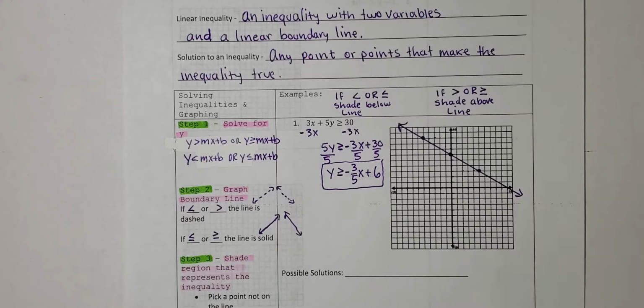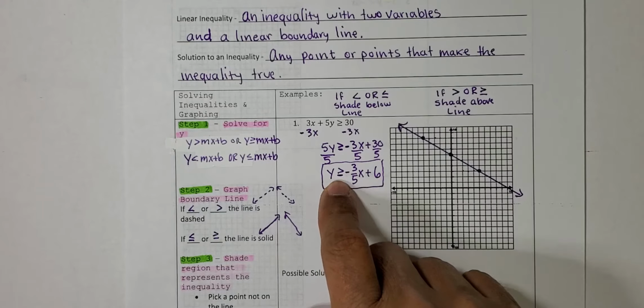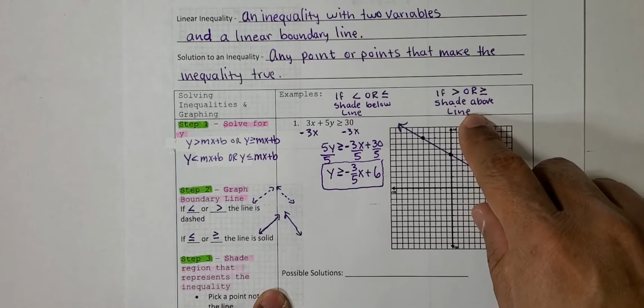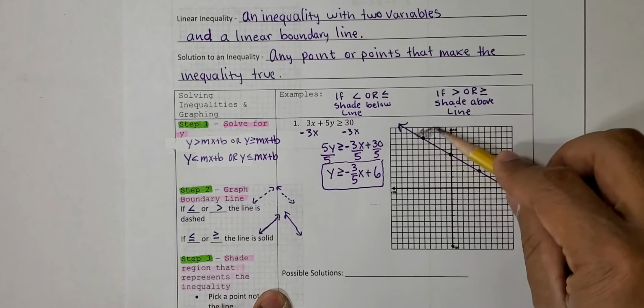Now the next question is, where do we shade? This is saying greater than. Since it says greater than, that means we are going to shade above the line. So I'm going to use a pencil here. So all of this will be shaded.